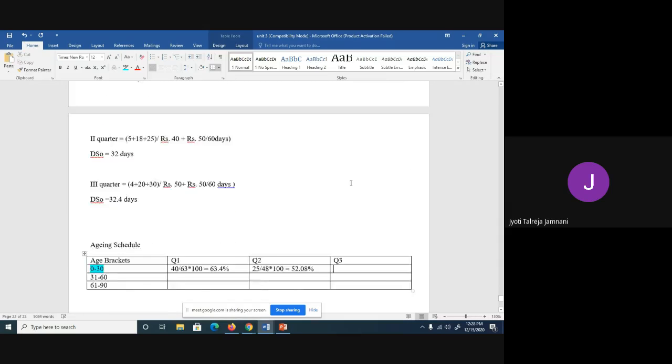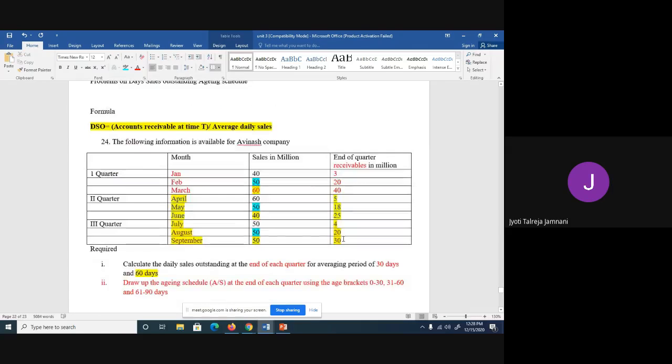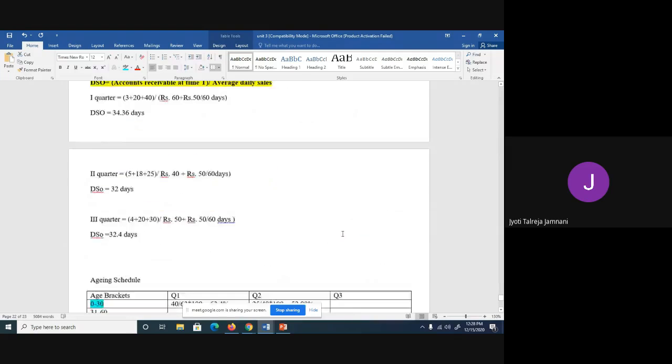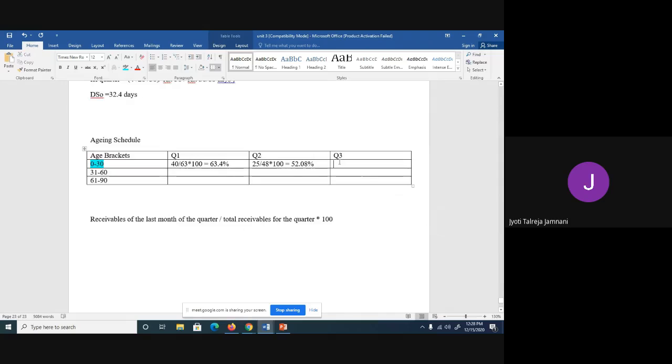And for the third quarter, we'll do the same. Last month receivables is 30 and the total receivables is 54 if I add all the three. So 30 divided by 54 into 100, which is equal to 55.55%. So this was for the 0 to 30 days average.